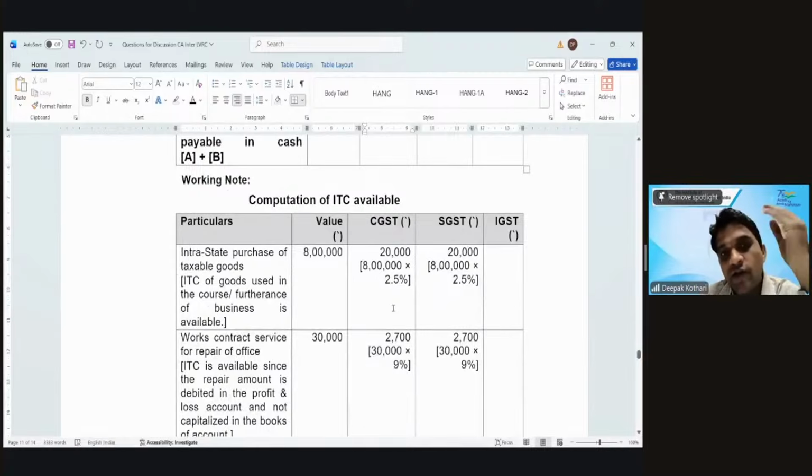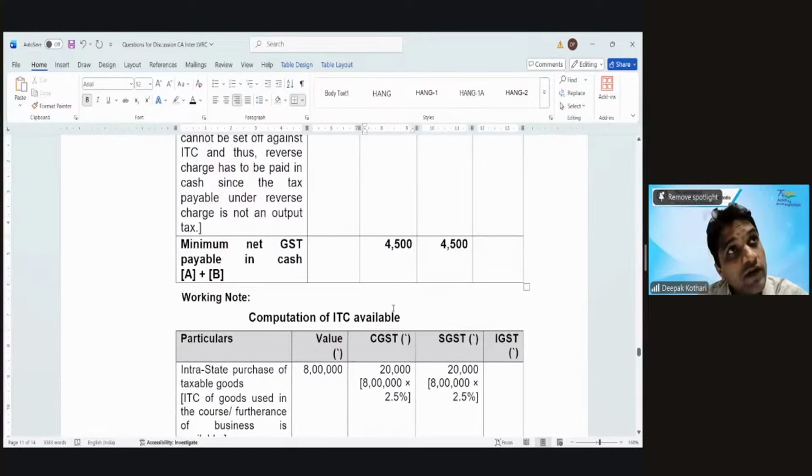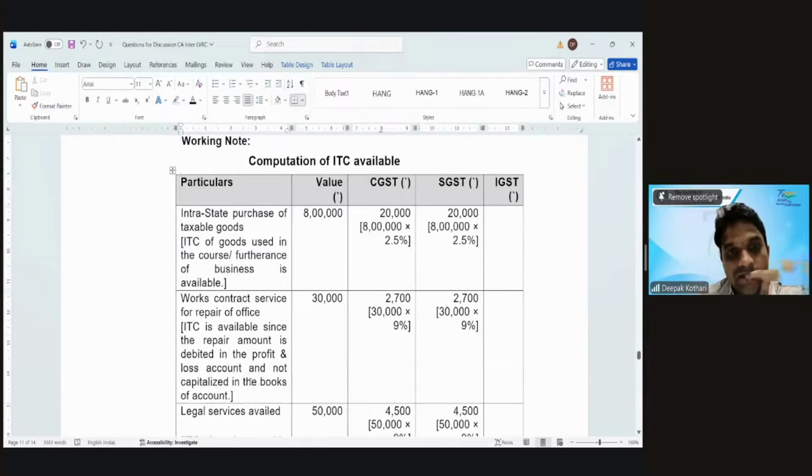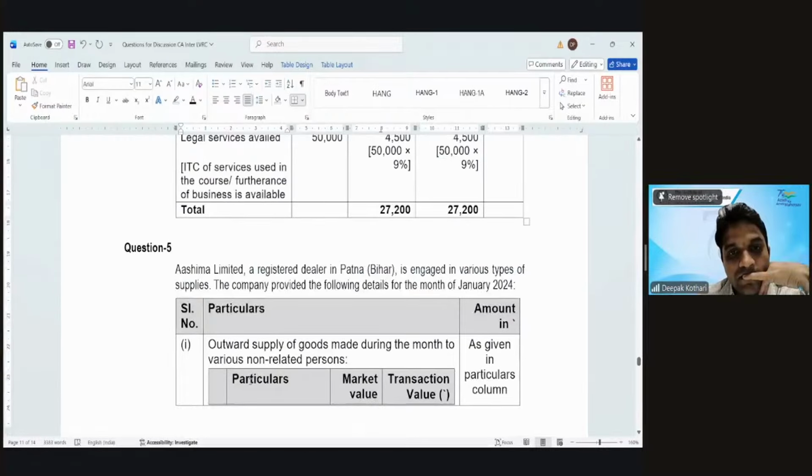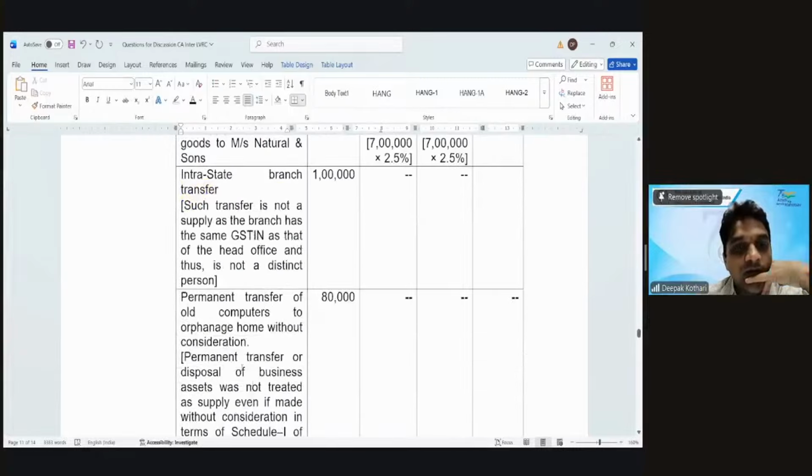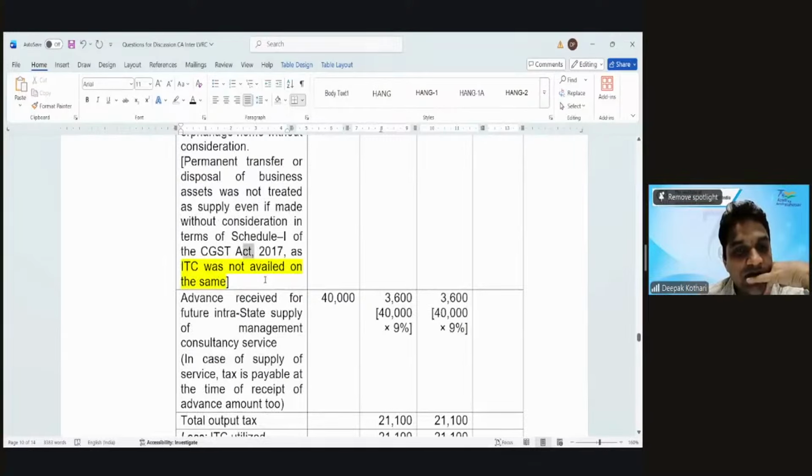ITC is there, fully you will utilize? No, you can utilize only for forward charge cases. For RCM cases, you cannot utilize. Okay. Now let's go back to "ITC was not availed on the same." Yeah, this is the important condition I was saying.